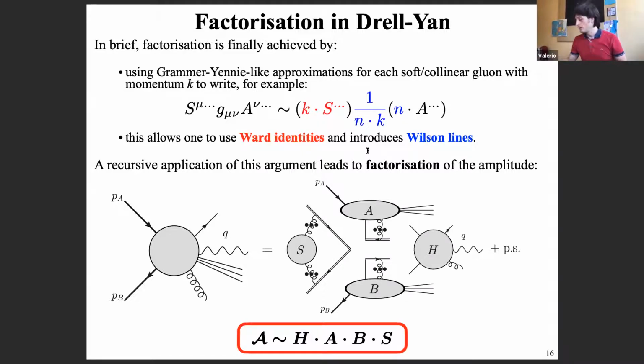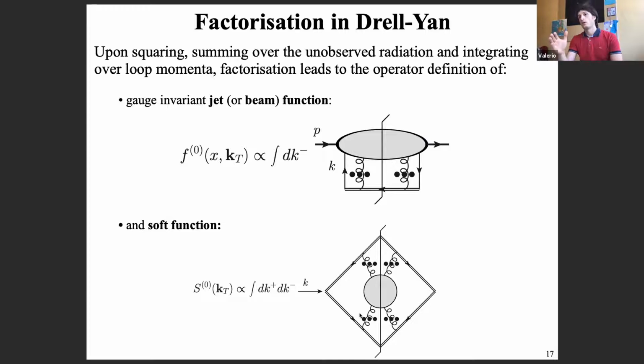So if you apply this argument recursively, then you finally achieve factorization. So this is written schematically here. This means that the amplitude for the production of a massive vector boson can be split into something that only pertains to soft modes, collinear, anticollinear modes, and hard modes. And then everything else is power suppressed, like 1/Q. And so this is just a schematic way to write factorization. Then, of course, if you want to get the cross section, you need to square and sum over the unobserved radiations.